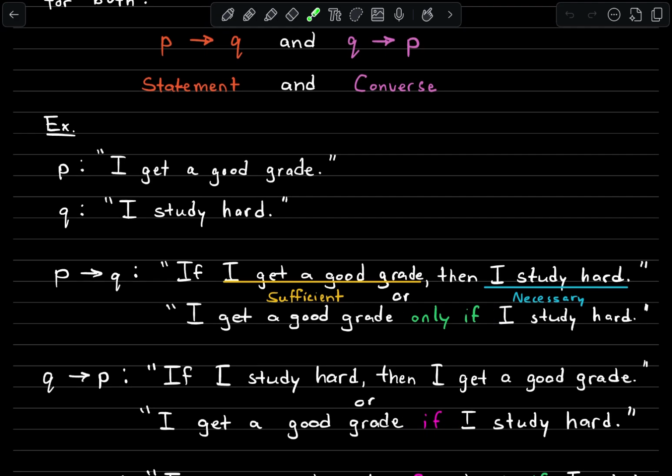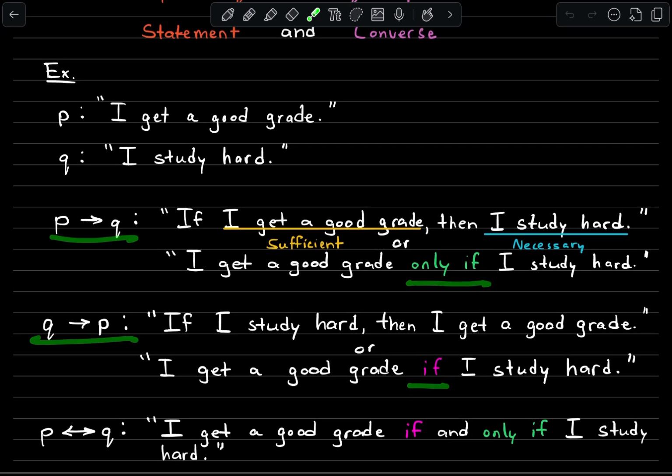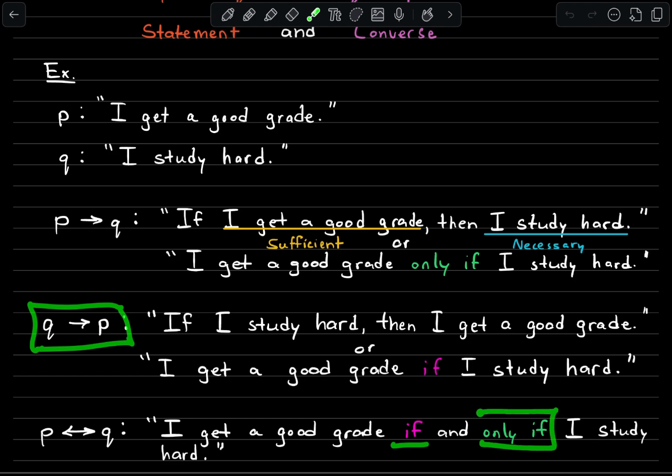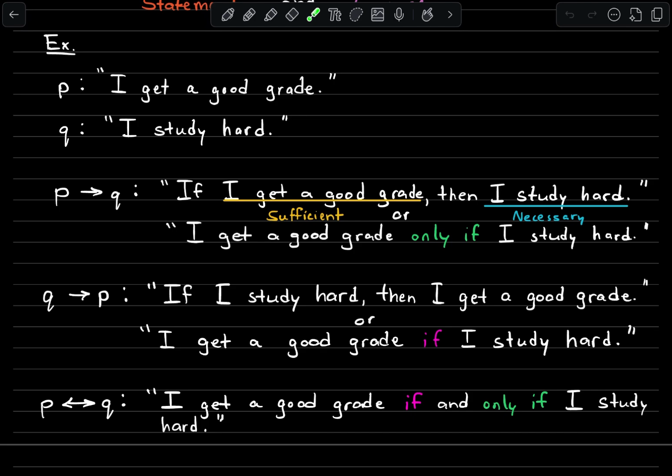But this is going to help illustrate where the if and only if is coming from. Okay, so if this is true and this is true, then we've got this if and only if, and we can put it together and say, I get a good grade if and only if I study hard. So this if refers to the if Q then P direction. Only if is referring to the if P then Q direction. Okay, so that's our final connective, the biconditional. Okay, so this is our introduction to propositional logic.